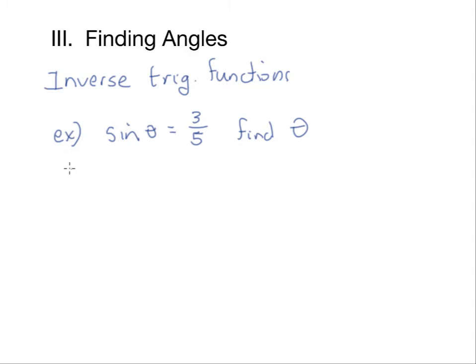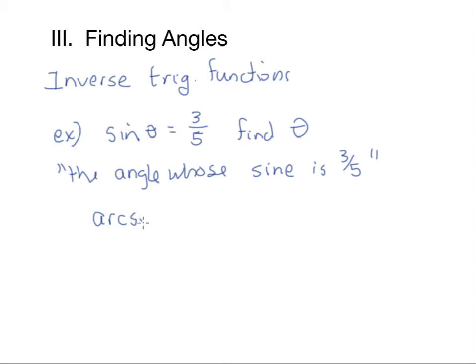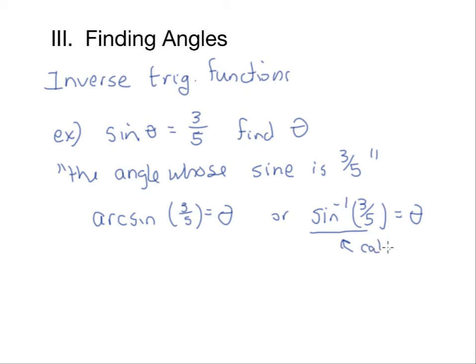In order to do this, we use our inverse trig function. And this is read, the angle whose sine is 3/5. There are two basic notations for the angle whose sine is 3/5. One notation is ARC-SIN of 3/5 equals theta, the angle whose sine is 3/5. The second notation is SIN to the -1 of 3/5. This is also read, the angle whose sine is 3/5 equals theta. Be very careful that you always read this as the angle whose sine is 3/5.